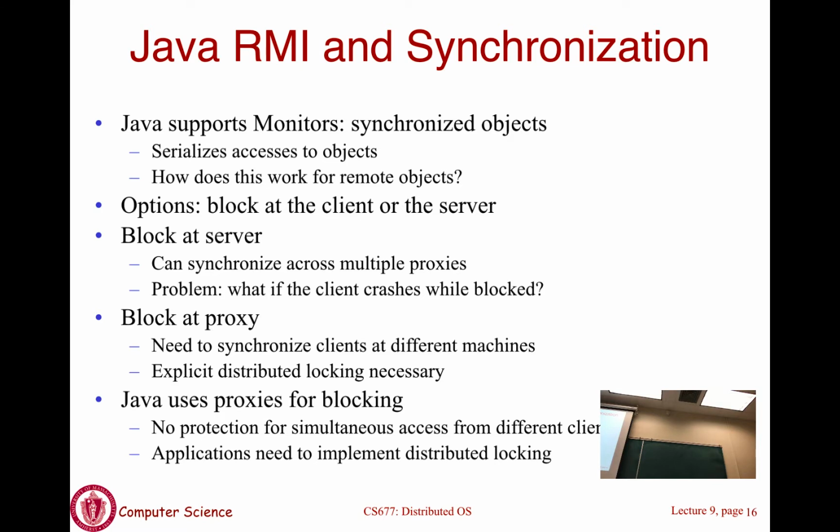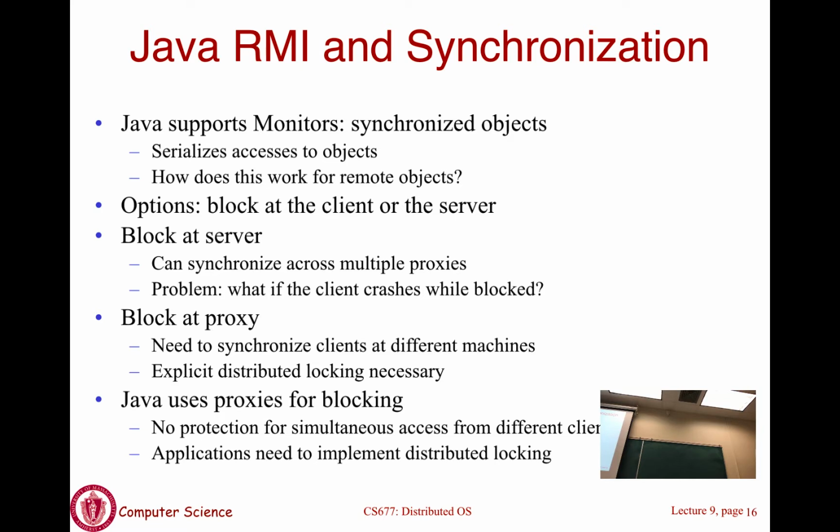Question is, where should you block? You have two options, which is block at the client, or proxy, which is the same as the client, or block at the server. If you're blocking at the server, both calls come into the server stub. The server stub implements the synchronization, and one of them succeeds, the other one waits. When the first one finishes, the next one executes.